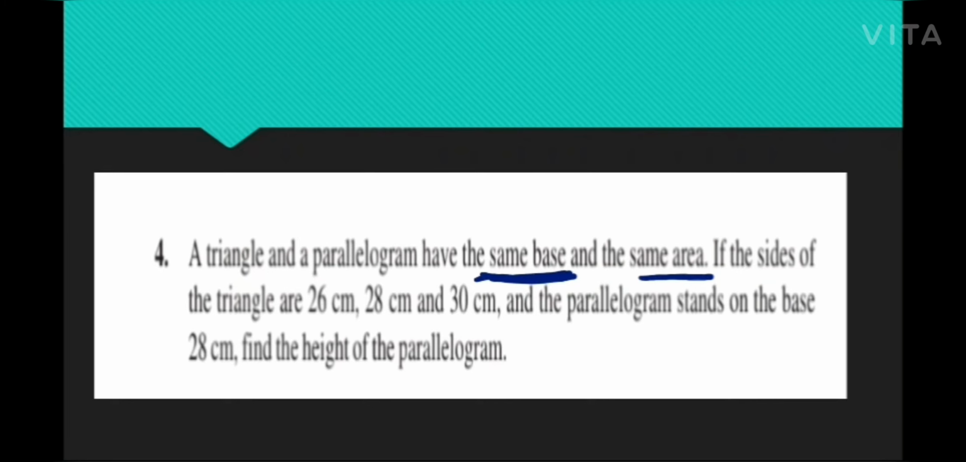Since the three sides of this triangle are given, by using Heron's formula you can easily find the area of the triangle. Consider this one as A, this one as B, this one as C. You can find half of the perimeter, which is (A plus B plus C) by 2, that is 42 centimeter. Now put the values of S, A, B, C in Heron's formula.